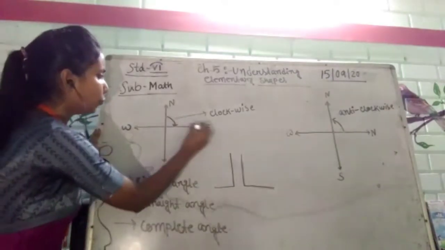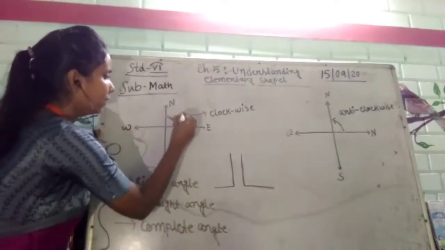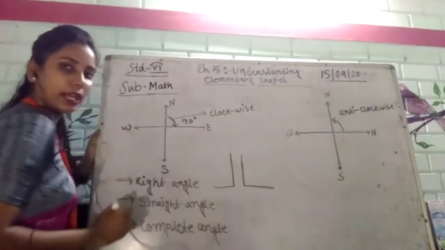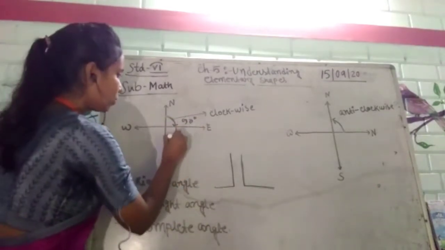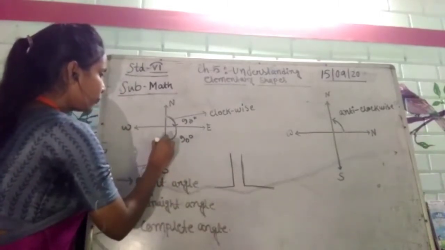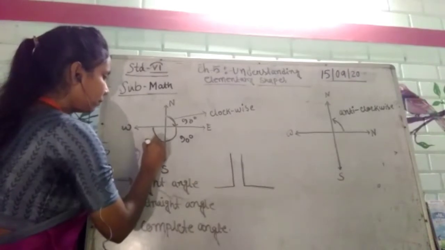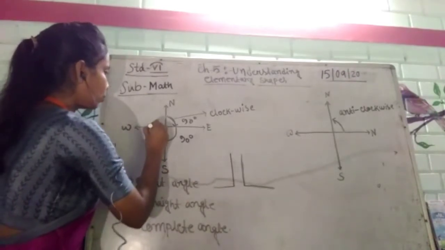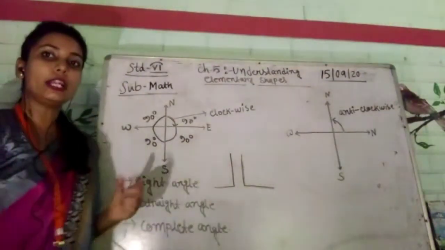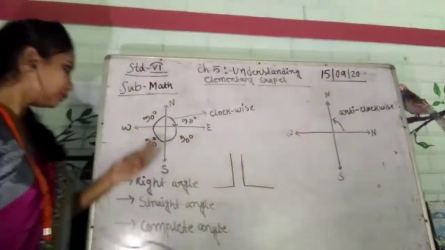First one is north to east. Here is one right angle. This is 90 degrees. Second one is east to south. Here is another right angle. Okay, this is also 90 degrees. Third right angle is south to west. This is one right angle. Next is west to north. This is another right angle. Okay, so here 4 right angles are given in total.